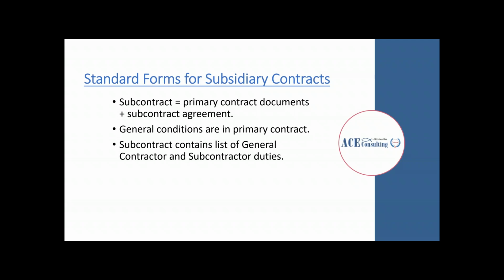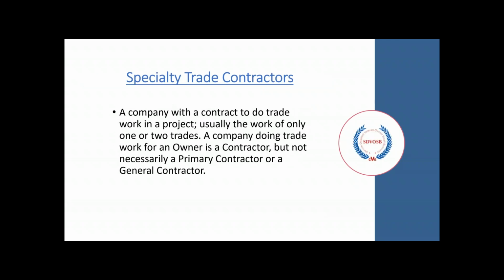Ultimately, a subcontract is the primary contract documents with the addition of a subcontract agreement. The general conditions for the project are in the primary contract, and so they are not necessarily needed to be repeated in the subcontract. The subcontract ultimately contains a list of general contractor and subcontractor duties. The subcontract will discuss the relationship that the GC will have with them.